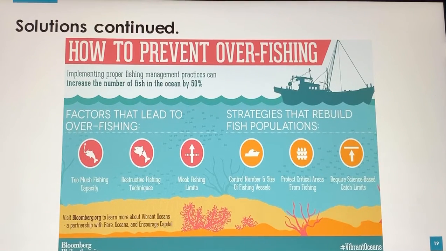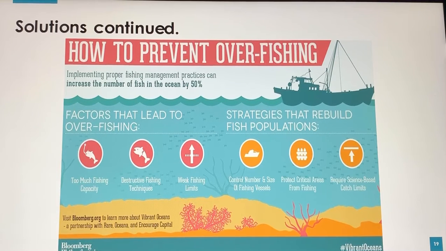Solutions continued. How to prevent overfishing. Implementing proper fishing management practices and increase the number of the fish in the ocean by 50%. Factors that lead to overfishing are too much fishing capacity, destructive fishing techniques, and weak fishing limits.